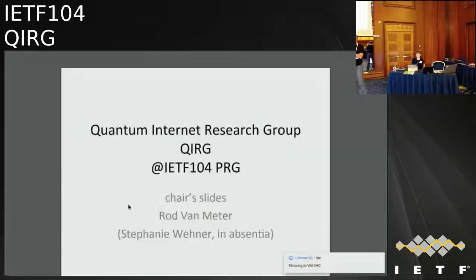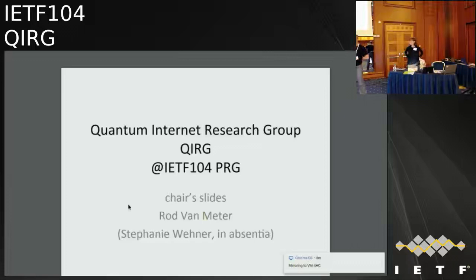All right, it's 4:10 p.m., so if you all would take your seats. Are we ready, Ben? Let's do it. Welcome to the Quantum Internet Research Group meeting here in Prague, and today we have 2 hours, as you know. This session is a tutorial session. I'm Rod Van Meter. I am one of the working group co-chairs. My co-chair, Stephanie Vayner, is not here today, but we have with us Tracy Northup from Innsbruck, who's going to help me with the tutorial.